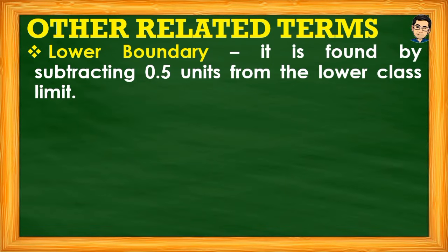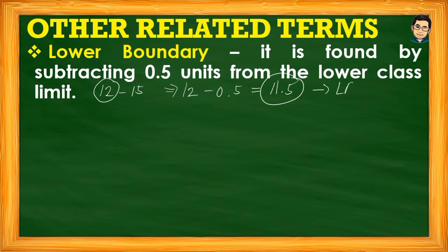Next, we have lower boundary. So, lower boundary is found by subtracting 0.5 units from the lower class limit. Okay, so 'di ba meron tayong class interval like for example 12 to 15, kagaya ng example natin kanina. So, we will determine the lower class limit, yung pinakamababa. And that is 12. Ayan. And then, from 12, magsusubtract ngayon tayo ng 0.5. So, magiging ganito. 12 minus 0.5, that is 11.5.